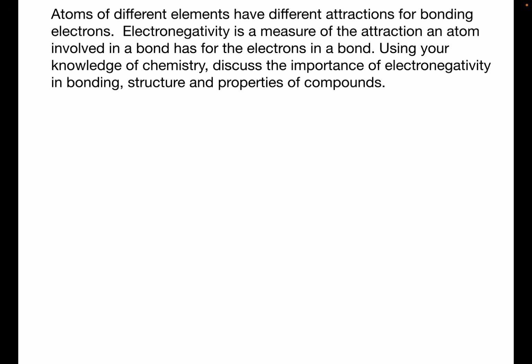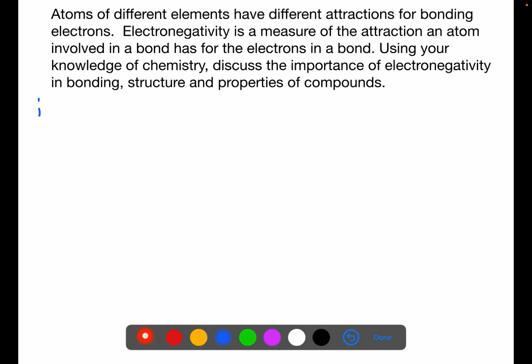Atoms of different elements have different attractions for bonding electrons. Electronegativity is a measure of the attraction an atom involved in a bond has for the electrons in a bond. Using your knowledge of chemistry, discuss the importance of electronegativity in bonding, structure and properties of compounds. So this question, although open-ended, does give you a structure to follow. It wants you to look at bonding, structure and properties of compounds and relate it all back to electronegativity.